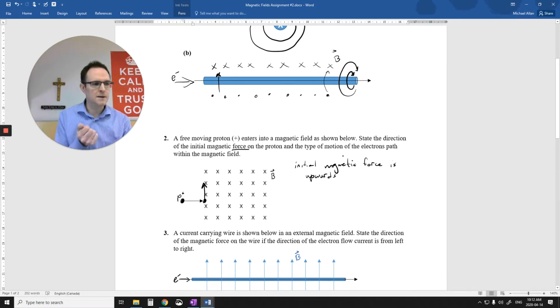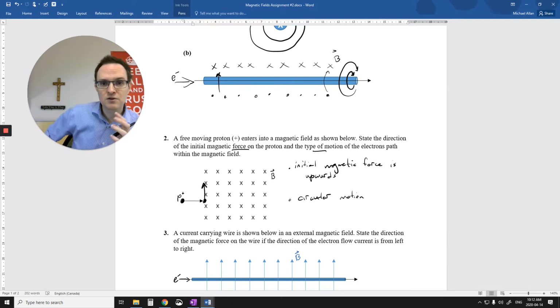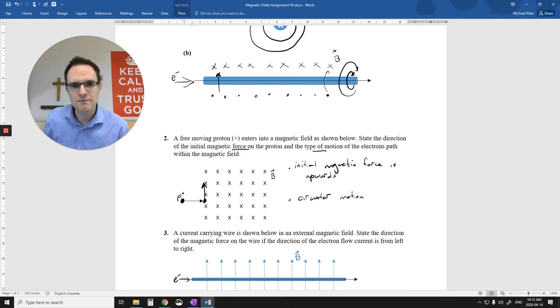Okay. The initial magnetic force is upwards. And the type of motion I'm looking for here is circular motion. So remember that if the force is always perpendicular to the motion of the proton or the particle, then the type of motion is always going to be circular.